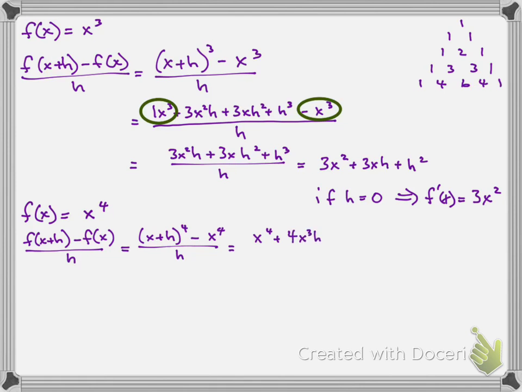4x cubed h plus 6x squared h squared plus 4xh cubed plus 1h to the fourth, minus x to the fourth, over h.